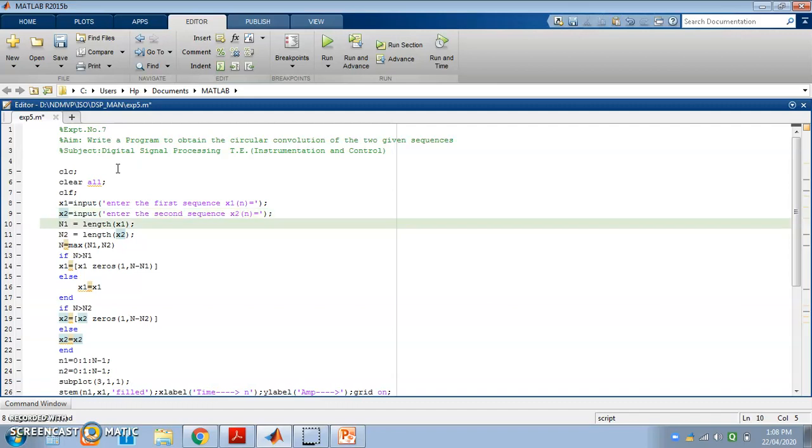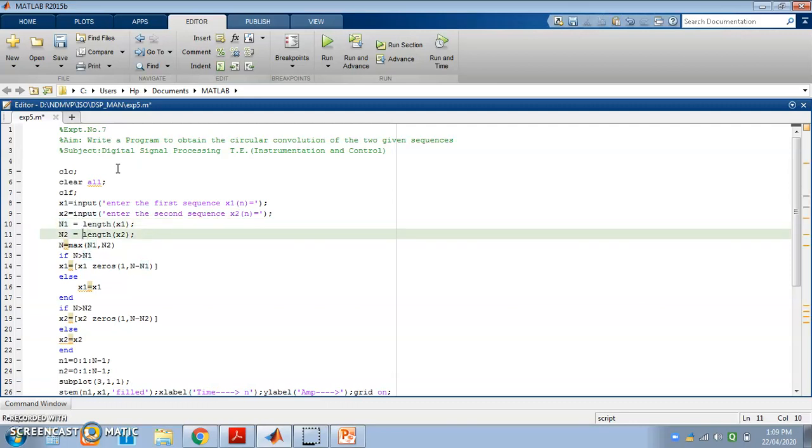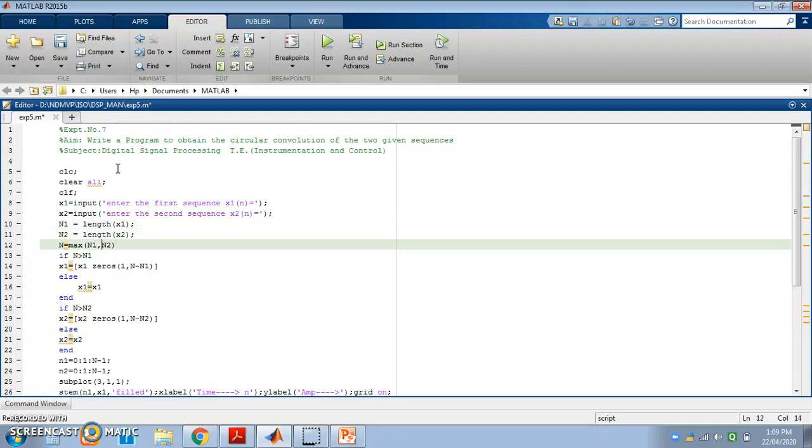Next, I have to ensure the length of each sequence. So n1 is the length of my first sequence, x1 of n, and n2 is the length of my second sequence, x2 of n. Here I need to select the value of the N point circular convolution, and that N is equal to the maximum of n1 comma n2. So I choose the maximum of n1 and n2.